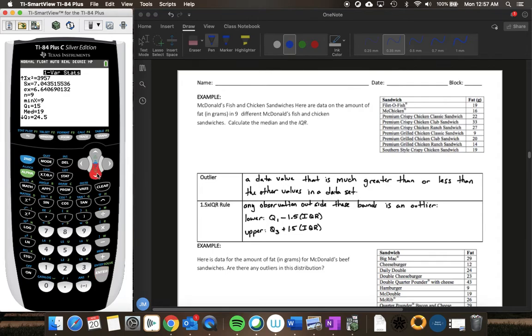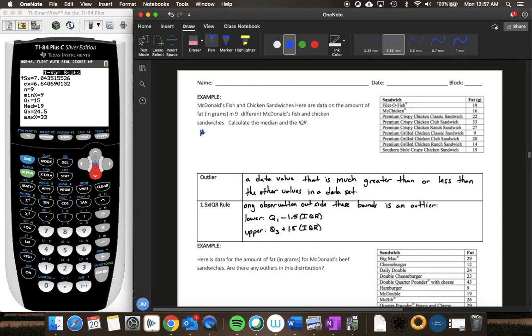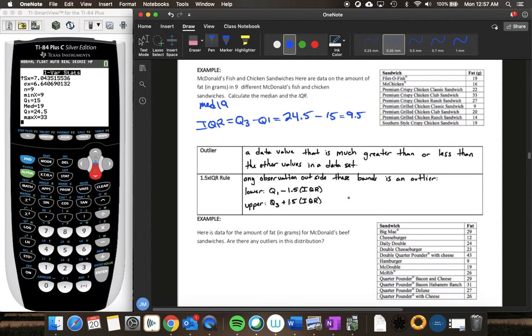If I scroll down, it's going to tell me that my median is 19. So that would be the first thing that it wanted. And then for interquartile range, we're going to have to take Q3 minus Q1, which Q3 it tells us was 24.5, Q1 was 15, and if I subtract, I get 9.5. So pretty easy, especially if, like I showed you, you use your graphing calculator, it makes it a whole lot easier. Let's talk about how you can actually find outliers.